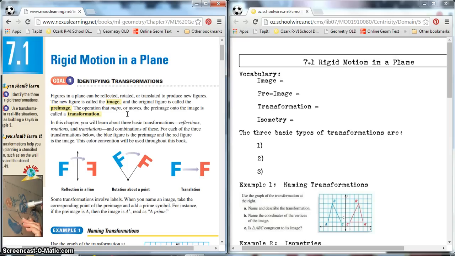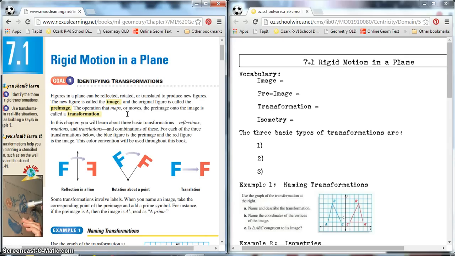So 7.1 is on rigid motion in a plane. Rigid motion is basically any motion where you move to a new location. You take a figure and you move it to a new location, but you preserve everything about it so it doesn't change shape in any way. It doesn't change its size in any way. It is identical to what it started, or the shapes that it started and the measurements that it started with.